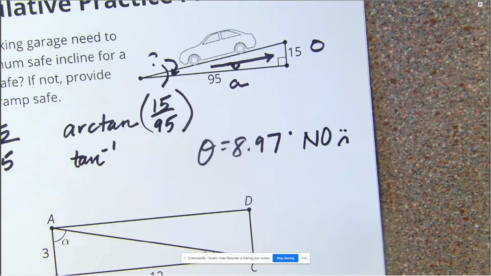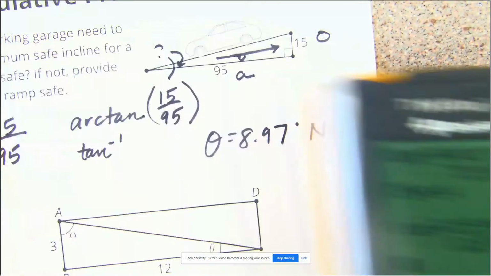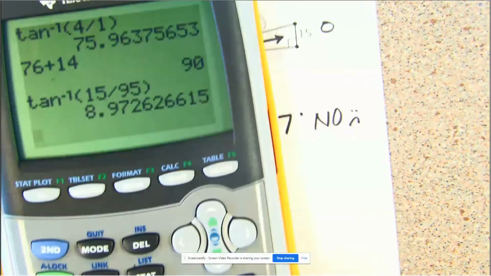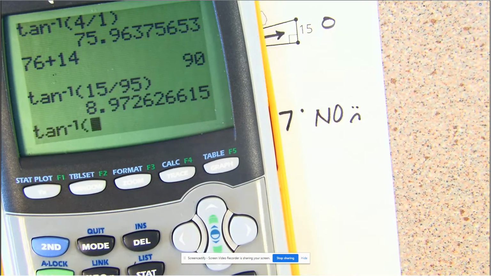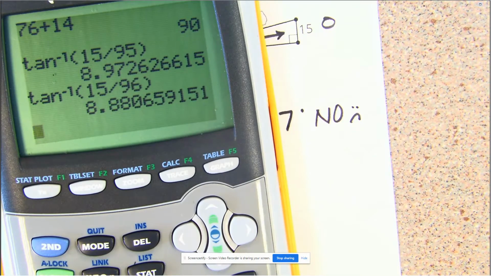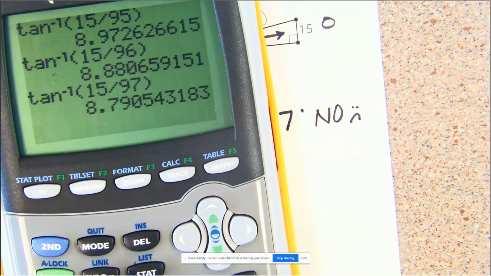So what I would do is just keep trying different numbers. Right now this is 95. Let's try 96. So I'm going to go second tan, 15 divided by 96 for the bottom horizontal distance. Nope, that's still an angle of 8.8. Okay, let me try, how about 97? That's 8.7 degrees. That's still not safe.